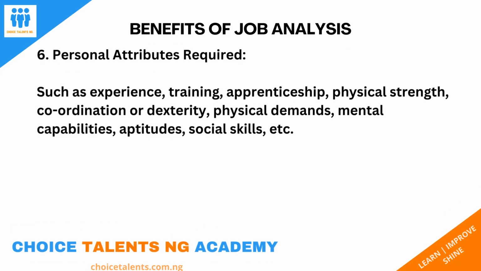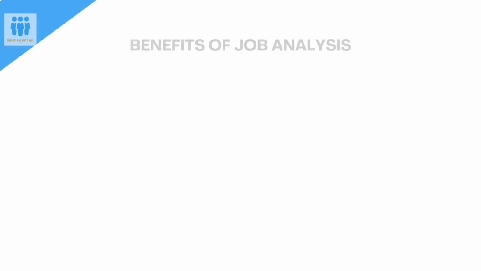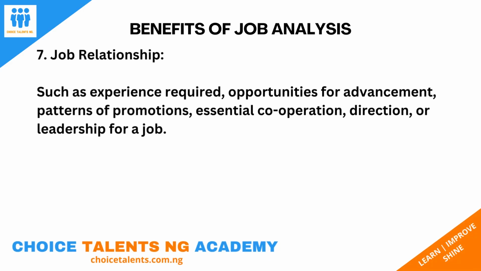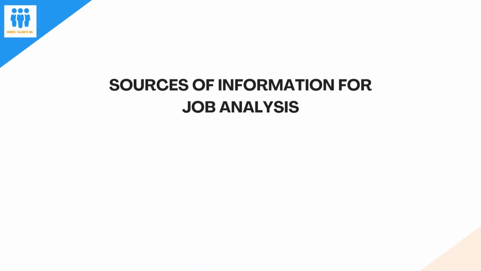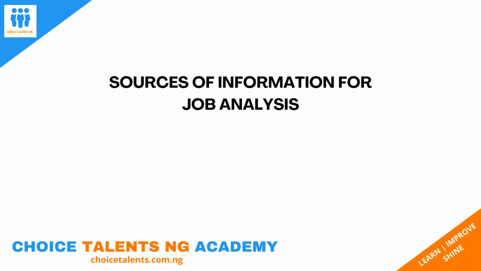6. Personal attributes required, such as experience, training, apprenticeship, physical strength, coordination or dexterity, physical demands, mental capabilities, aptitudes, and social skills, etc. 7. Job relationship, such as experience required, opportunities for advancement, patterns of promotions, essential cooperation, direction, or leadership for a job. The sources of information for job analysis include the following.